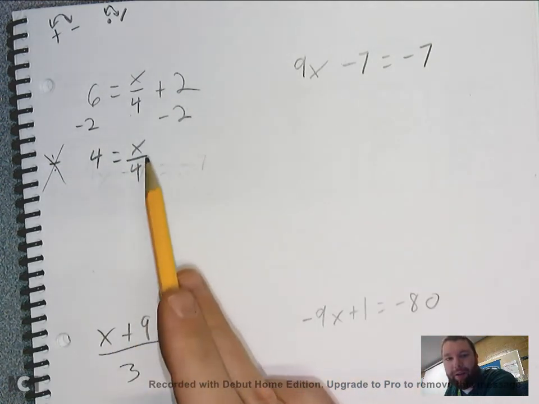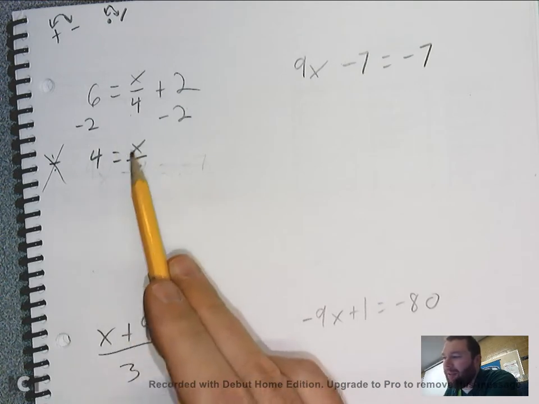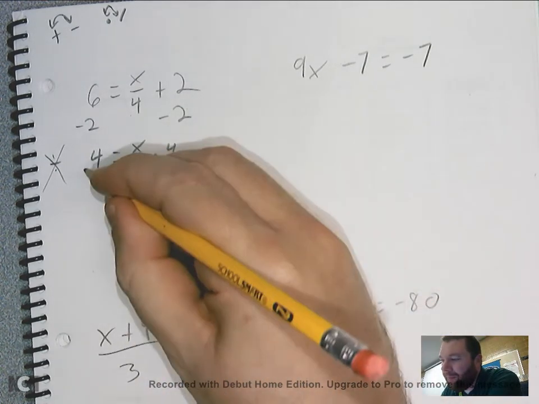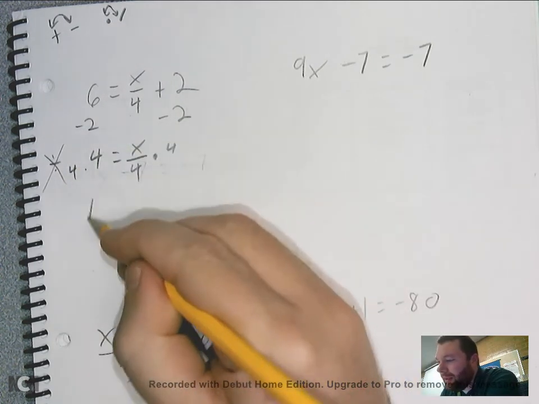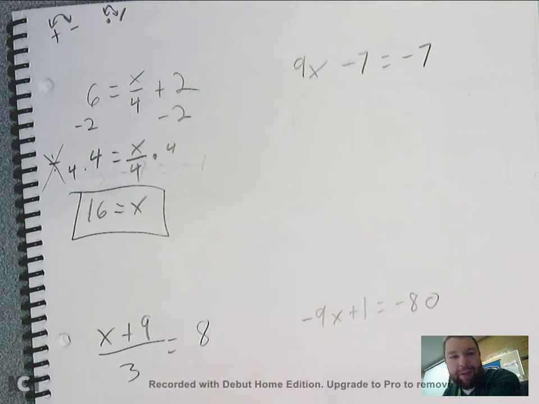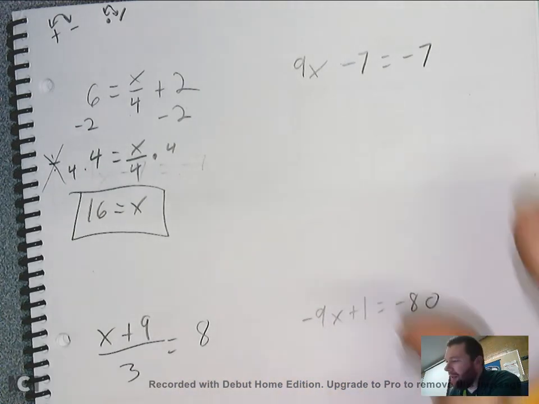If it's underneath or in the denominator, that means x is being divided by 4. So to undo that, we have to multiply by 4 to each side. And that's going to give me 16 is equal to x. And once the variable is all by itself, you're done. That's your answer. Okay, let's look at another example.